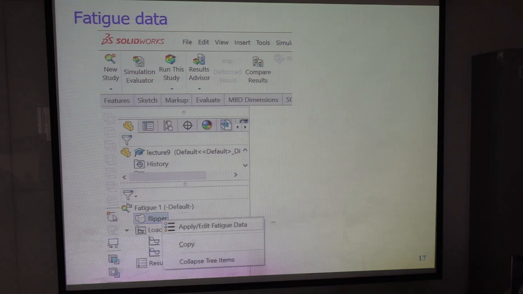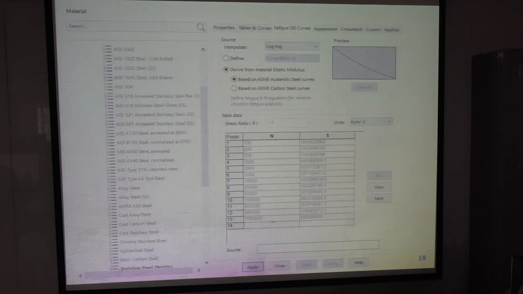And we want to add the material SN data. So this data is in the database for different material. So we select the material, the SN curve data. See, it depends on which material you used for your product. You have different SN curve to select. Next page, please. Okay, this is the SN curve data.